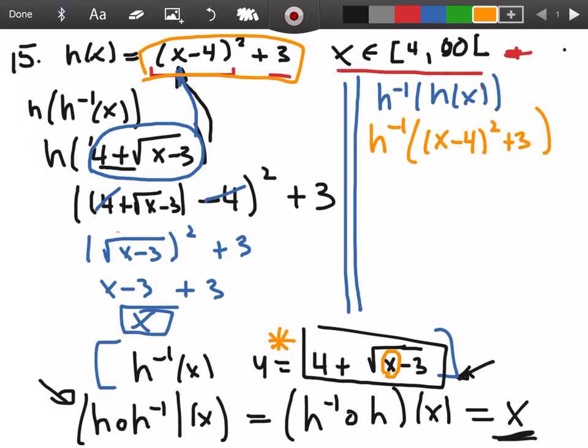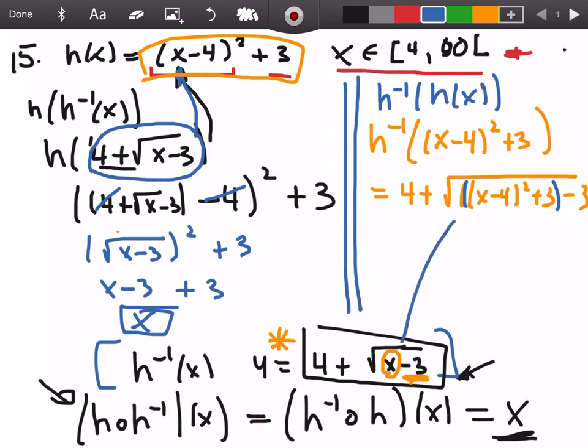So let's see what happens. You have 4 plus the square root. Now instead of writing x, I'm going to write this whole thing in parentheses. It's really double parentheses, I guess: x minus 4 squared plus 3. And then minus 3. This minus 3 is coming right from here. So this whole thing should be in parentheses, blue parentheses. That's that whole thing that got shoved into this x, and then the minus 3.